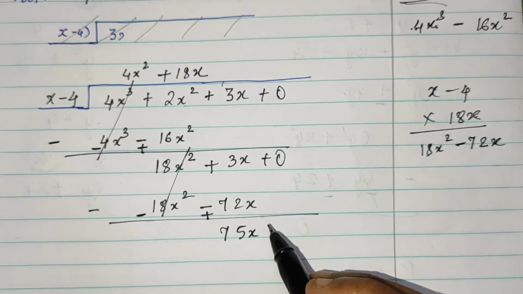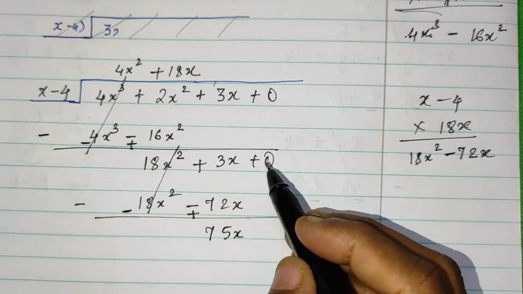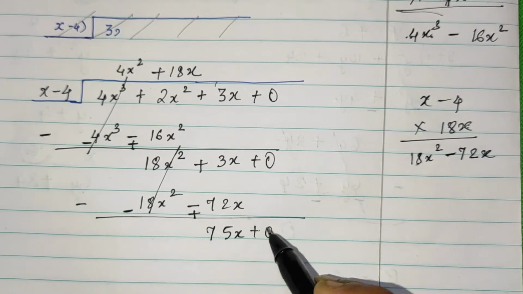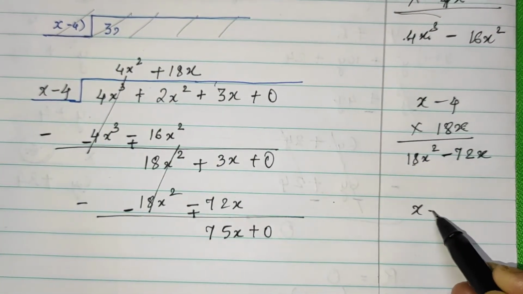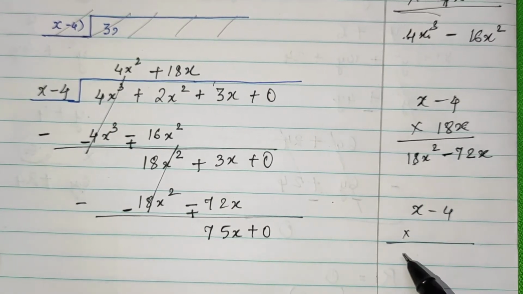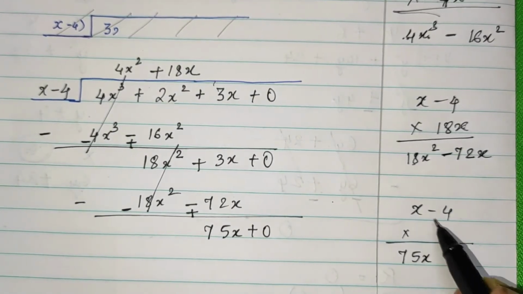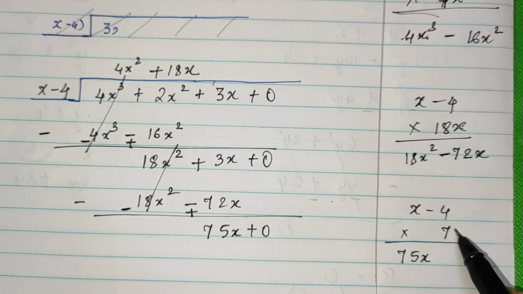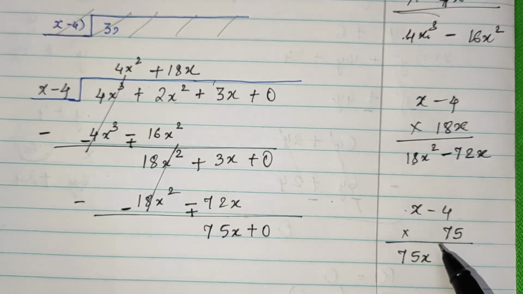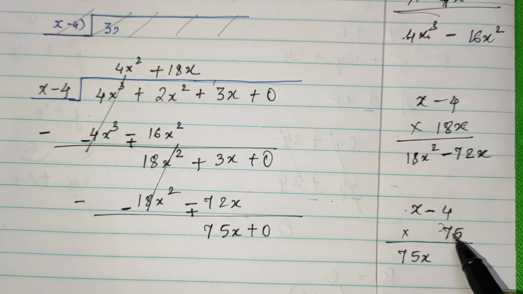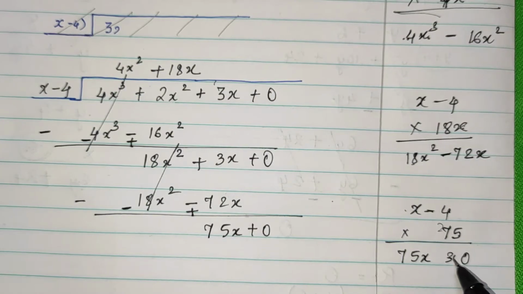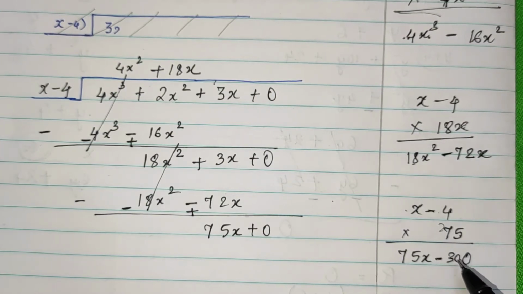Sorry, 75x. This 0 will come down. Now again take your x minus 4 into, now you need 75x. X is already there, so take 75. 75 ones are 75x. And now 4 5s are 20, 2 carry, 4 7s are 28, 29, 30. And plus into minus, minus.